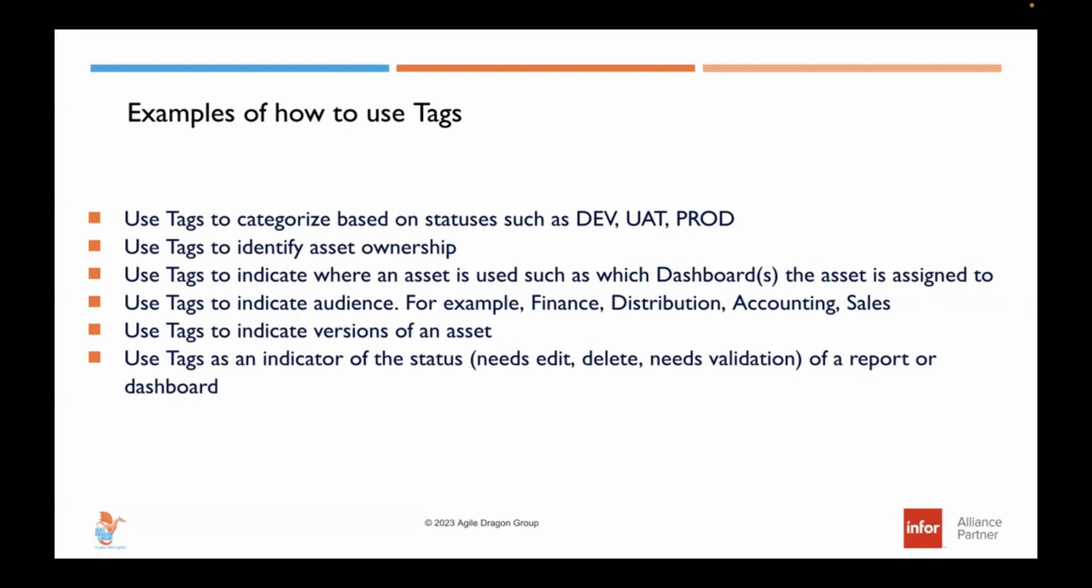You could also use tags to indicate versions. If you're working on multiple versions of a dashboard, you could assign tags of V1, V2, V3, and so forth. And you might even use tags as an indicator of what needs to happen with an asset. For example, if an asset needs to be edited, I could assign a tag that says needs edit, and that way a business analyst could search for the tag of needs edit and know which particular assets they need to work on any given day.